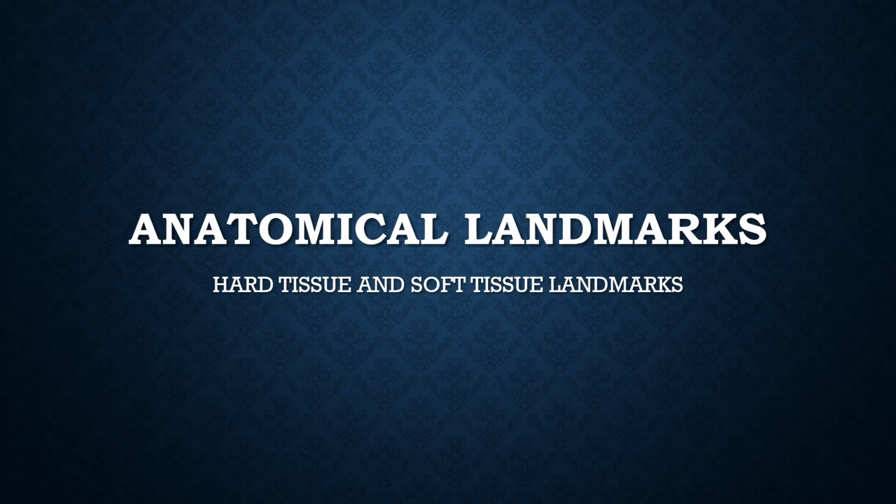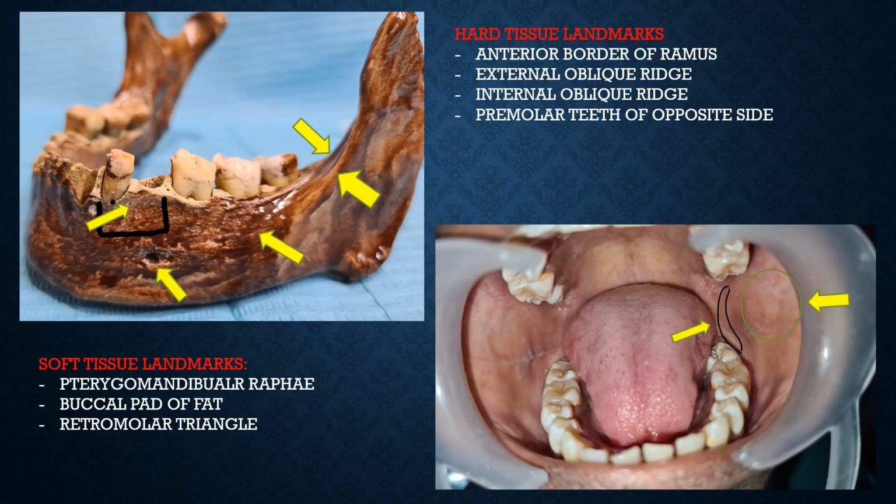We need to first understand the anatomical landmarks to give any nerve block so that we are accurately able to locate the nerve before we inject into the tissues. For the inferior alveolar nerve block, we need to identify certain hard and soft tissue landmarks. What are the hard tissue landmarks that we need to identify?